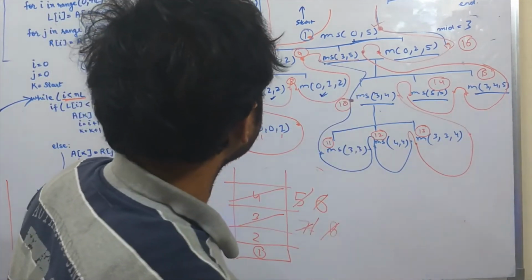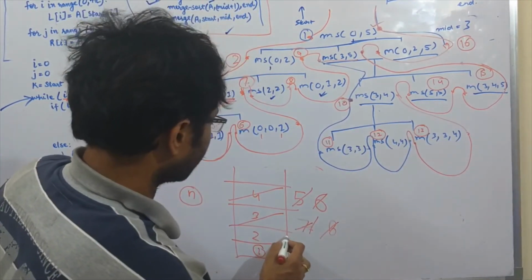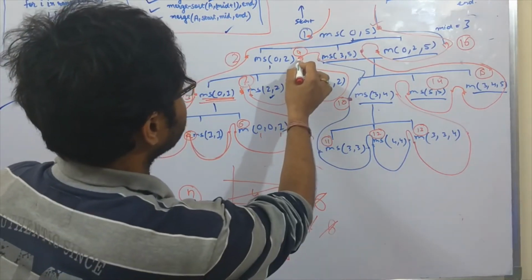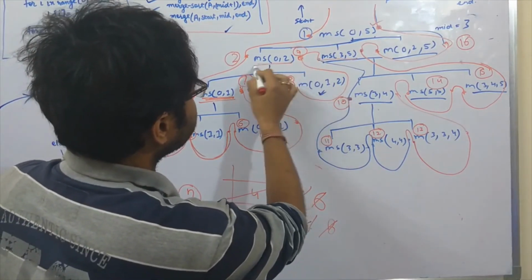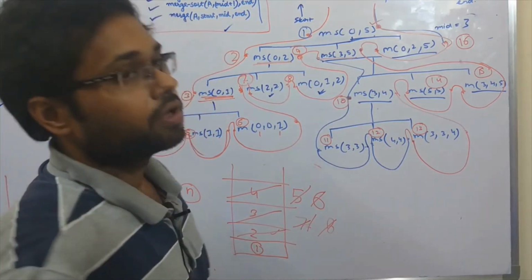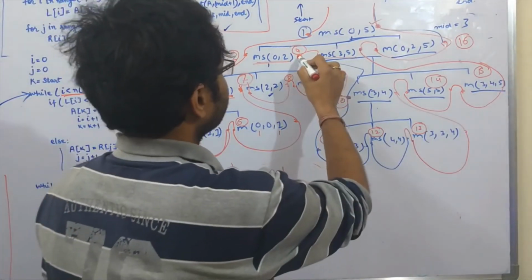Now the 9th function will be called, and it will occupy this space. Now the 9th call, the merge sort 0 comma 2 procedure, is also completed. So we will just pop this out, and pop this out as well.